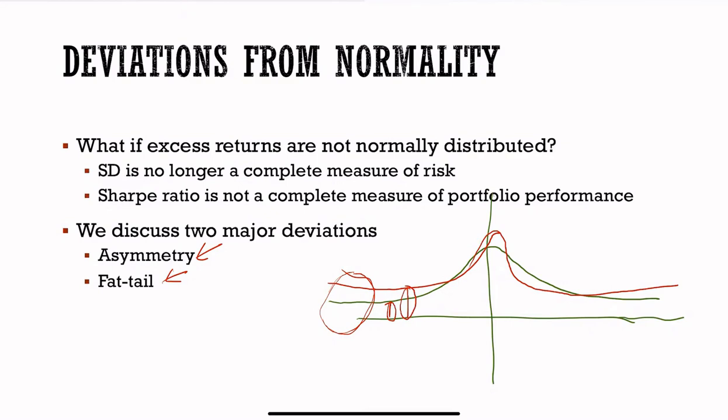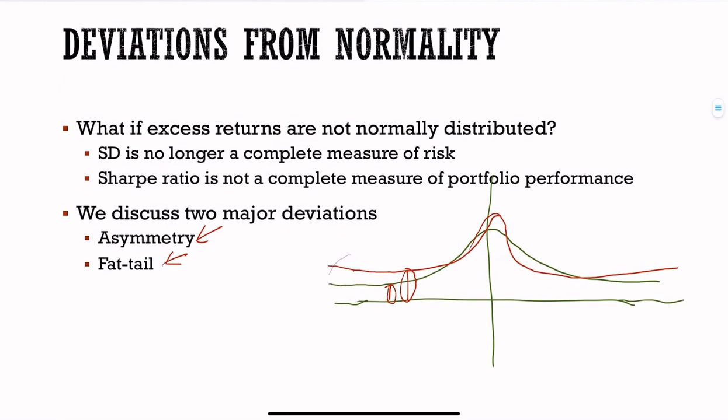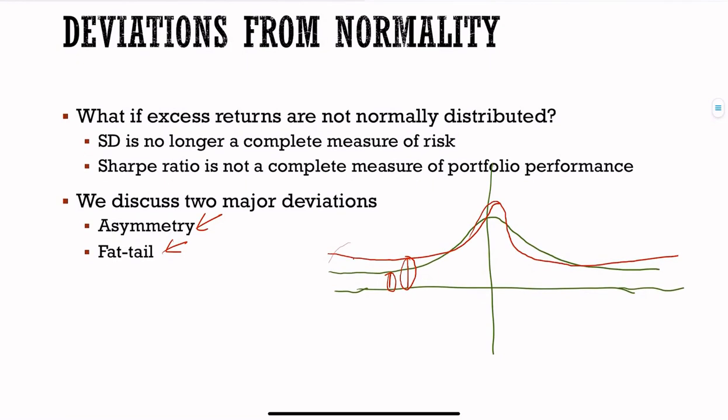Now, why does this matter? Well, the reason is because if the tail is fat, it basically means there is a larger probability you will suffer from negative returns, right? Compared with a normally distributed return, right? Okay, so that's for today's class. We will talk about these interesting deviations in the next class in more detail.